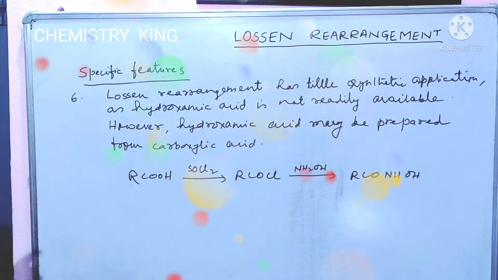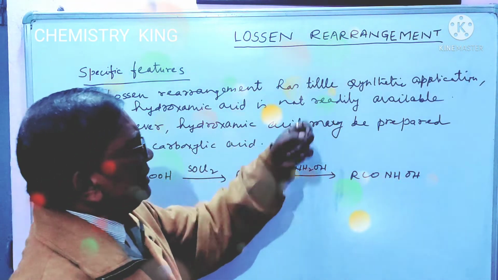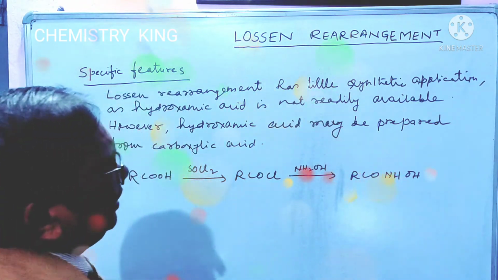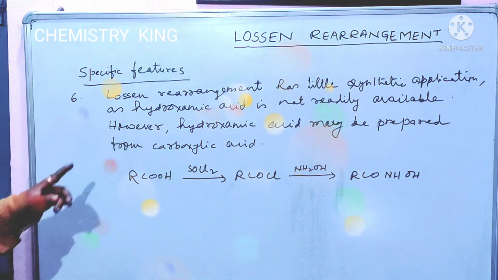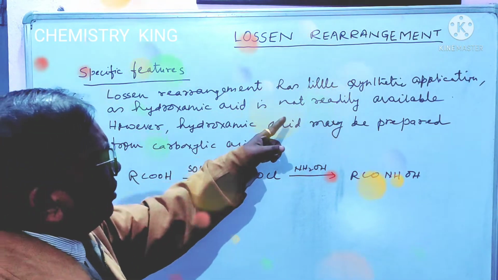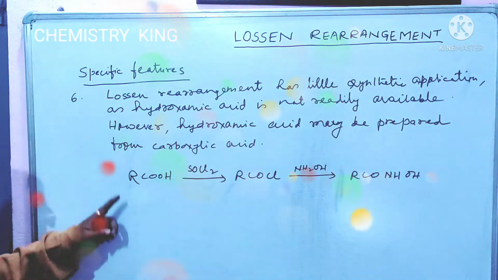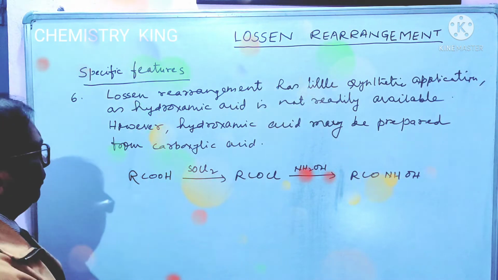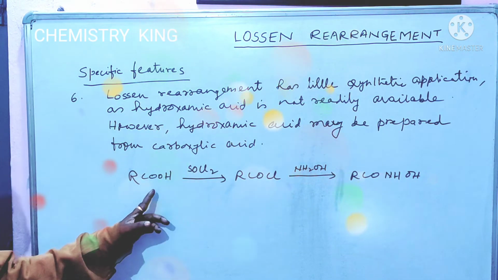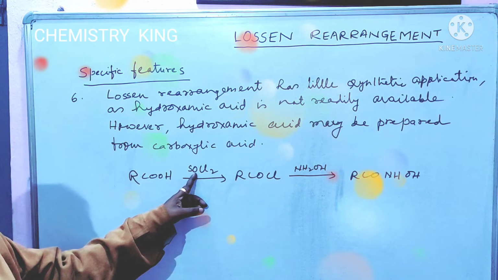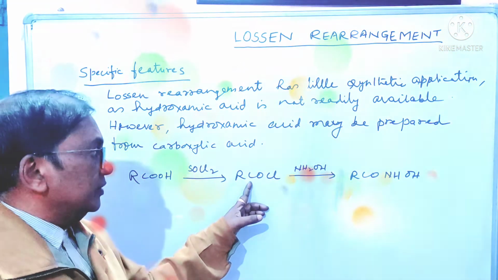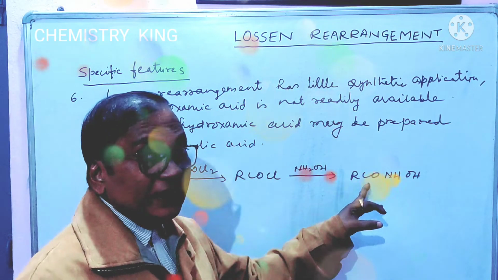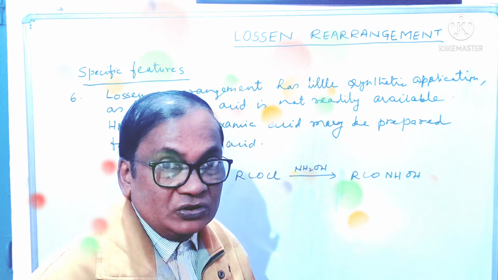Number 6. Lossen rearrangement has little synthetic application, as hydroxamic acid is not readily available. However, hydroxamic acid may be prepared from carboxylic acid. When carboxylic acid is allowed to react with thionyl chloride, you will get acid chloride. When it is allowed to react with hydroxylamine, you will get hydroxamic acid.